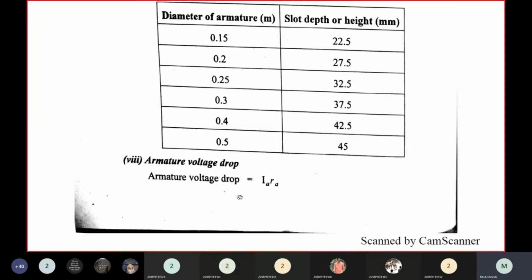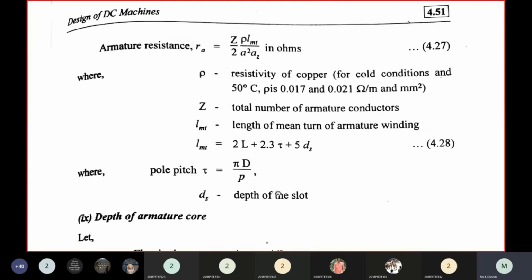The armature voltage drop should be IA RA, where RA is Z by 2 rho LMT by A square AZ in ohms. Rho is the resistivity of copper, with values mentioned for cold conditions and 50 degrees Celsius. Z is the number of armature conductors, and LMT is the length of mean turn of the armature conductors.